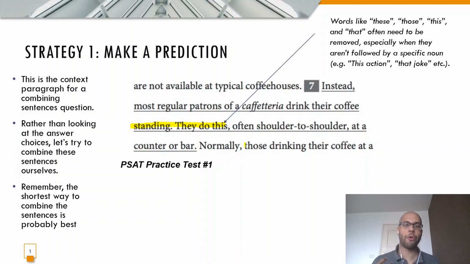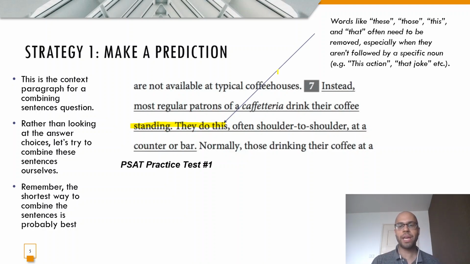And if we're going to get really grammatically specific about this, oh gosh, the groans. If we're going to get specific about the word this, then you've got to realize that you can't really refer to an action, if we're being really strict about grammar, with a word like this, that, these, or those. So this here means drinking their coffee standing. They drink their coffee standing. And really, if we're going to be grammatically picky, you've got to say they do so. You can't say they do this.